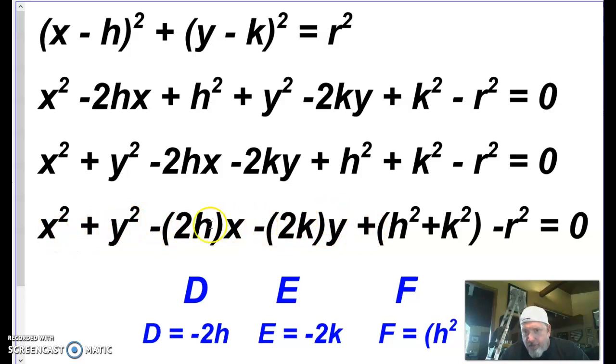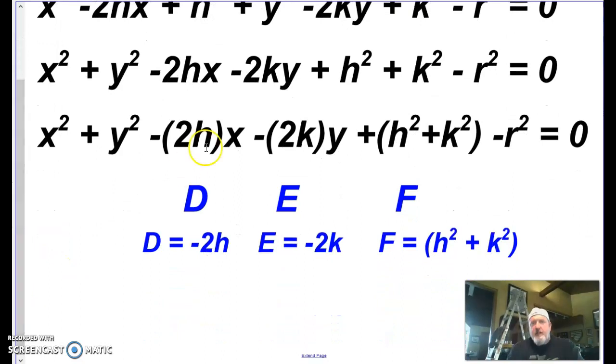our general form. Hopefully what you see from this slide is that this D value is really negative 2h, the E value is negative 2k, and our F value is h squared plus k squared. So all I did was take the standard form, FOIL that out, and move the terms around a little bit, but D is negative 2h, E is negative 2k, and F is h squared plus k squared. So if we ever had to write this starting from the standard form of a circle, we just have to do these calculations here and it'll be okay.